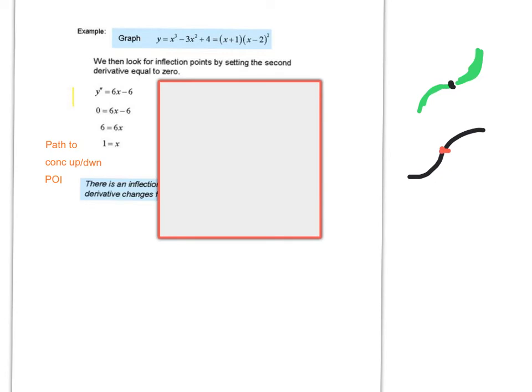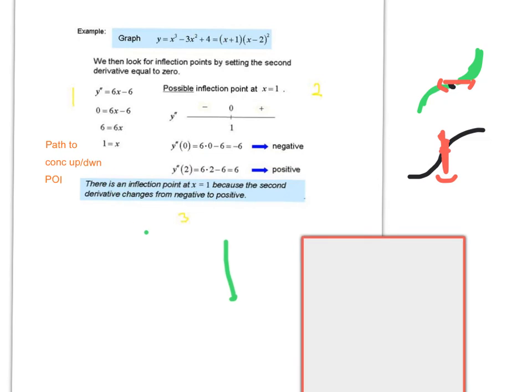So they look very similar, except they are a little bit different. This one has a horizontal tangent line, where this one has a vertical tangent line. So we have to check those. So once again, you take the second derivative. Here's all your work for the second derivative. Pretty simple, straightforward.